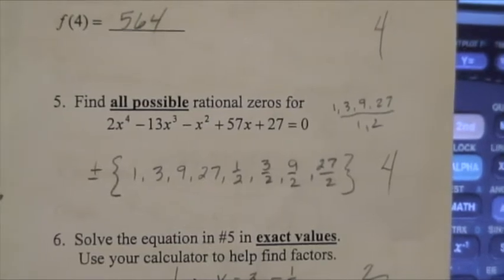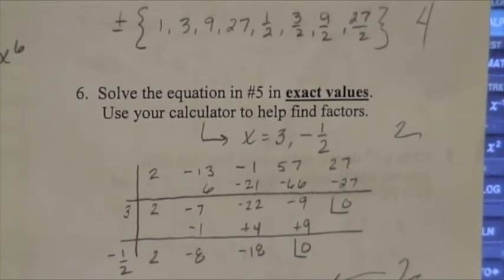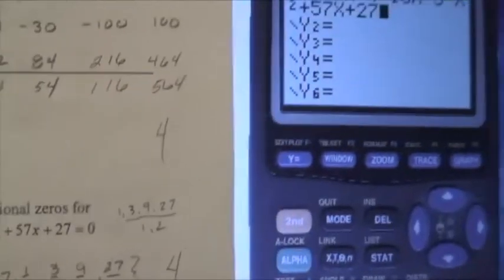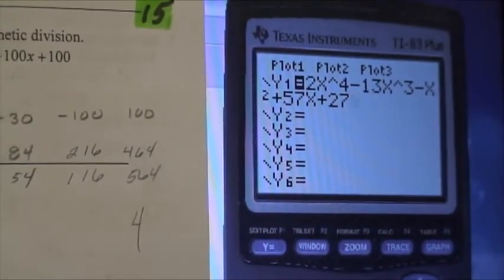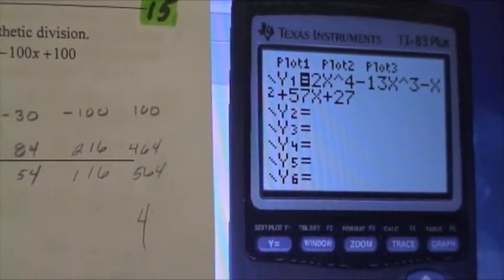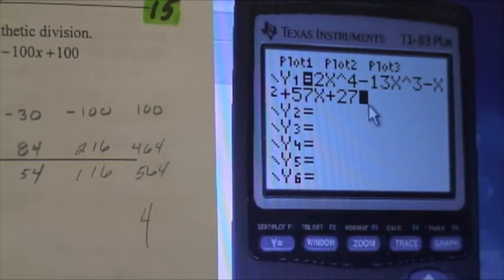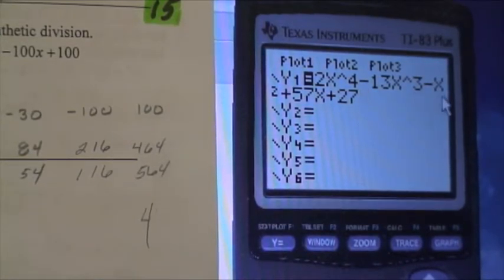Number 6 down below. Before we want to do this, you want to graph it. So I typed it into my calculator. There's my equation all typed in, 2x to the 4th minus 13x to the 3rd power minus x squared plus 57x plus 27. We'll go zoom 6.